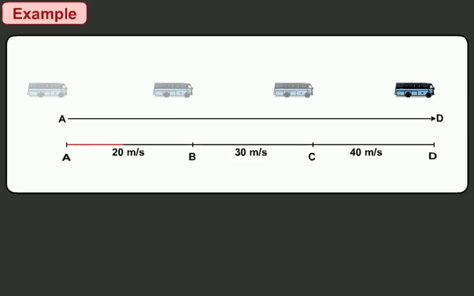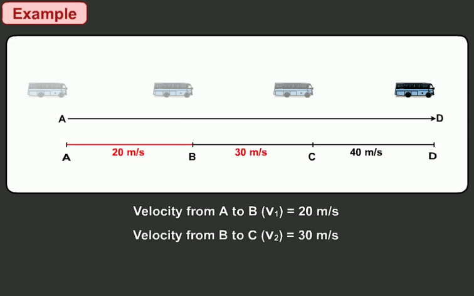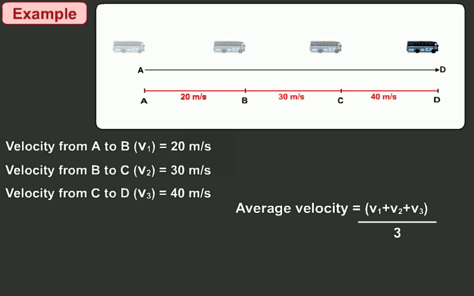While moving from A to B, it has a velocity of 20 meters per second. It accelerates and gets the velocity of 30 meters per second while moving from B to C, and finally it attains the velocity of 40 meters per second while moving from C to D. The average velocity of the bus can be calculated by taking the average of these velocities, as average velocity is equal to V1 plus V2 plus V3 upon 3.